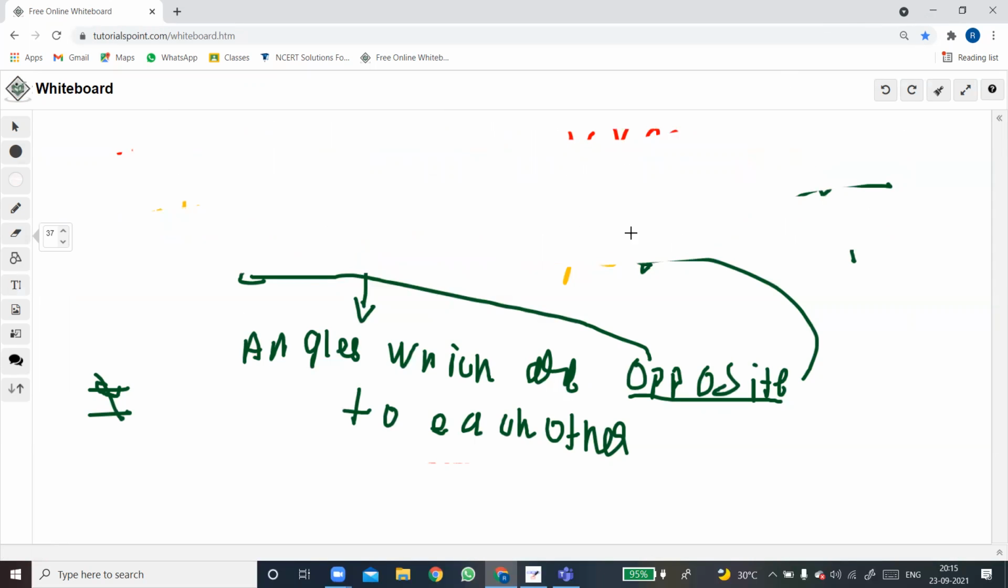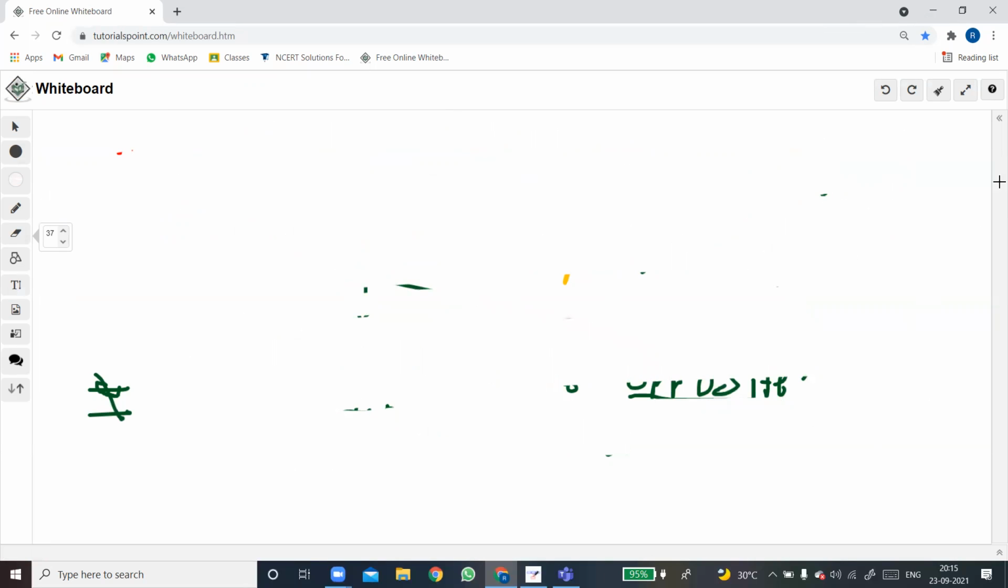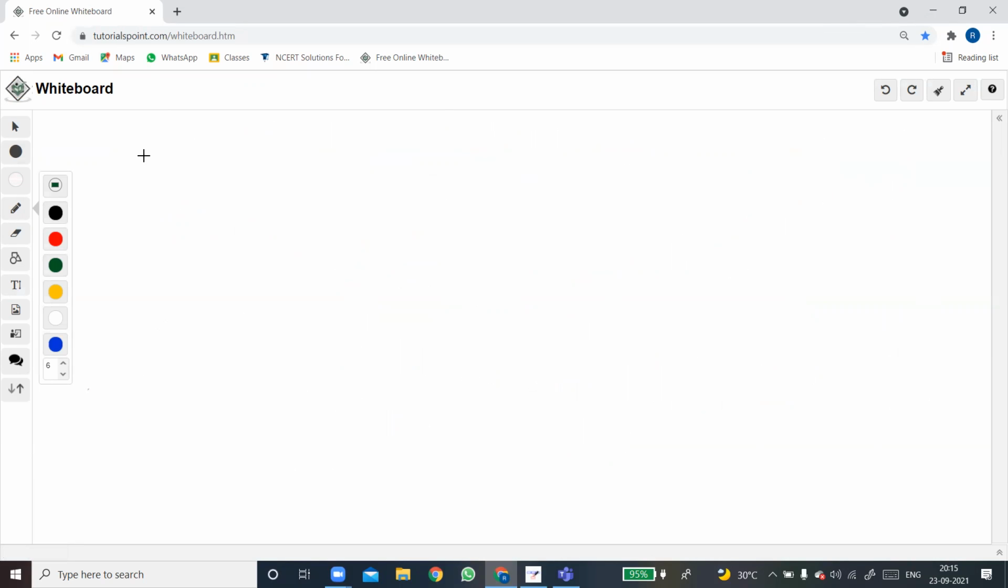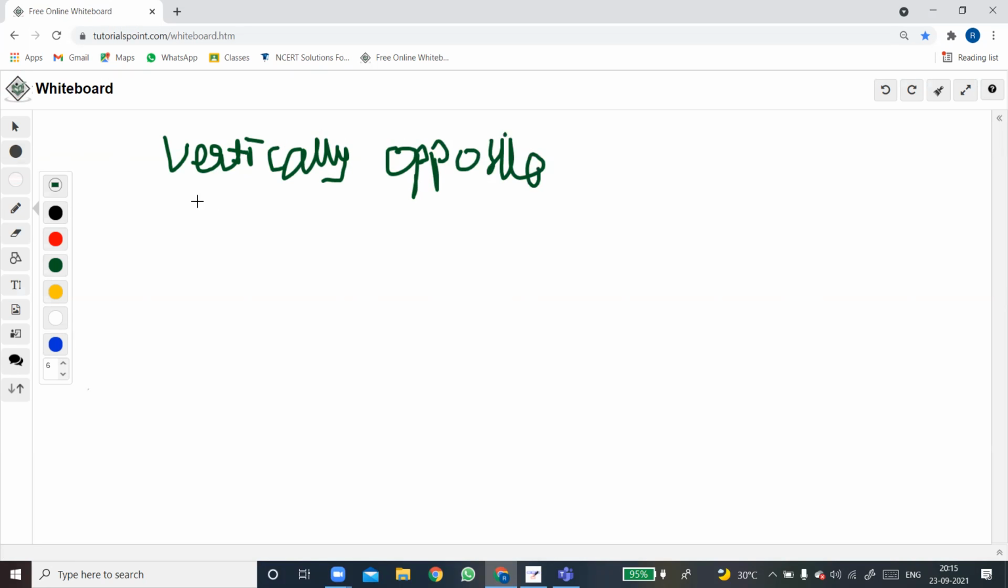We are going to use the diagram first. Let's clear the board and let's mention all the vertically opposite angles from the diagram which we drew. Let's just write vertically opposite angles here. So let's use the diagram now.